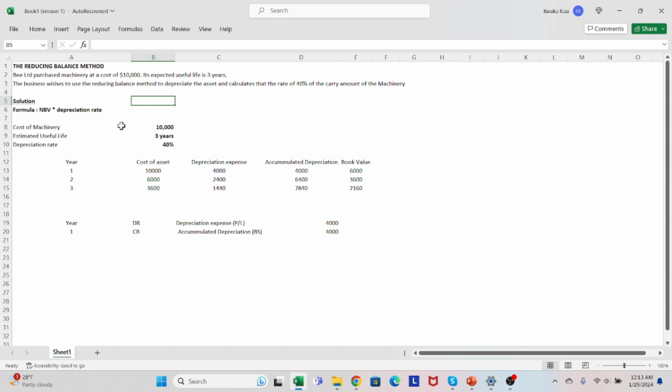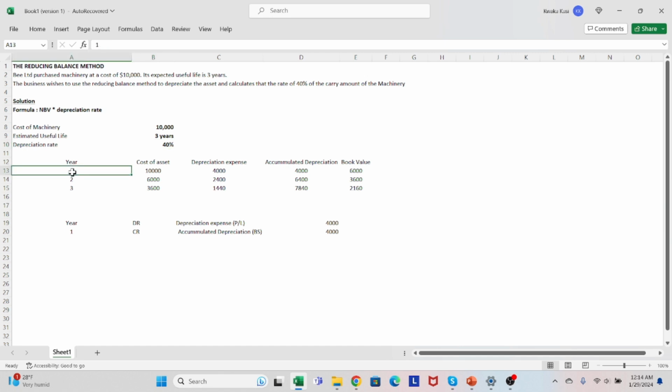So coming to the solution, we can see that the formula is net book value times the depreciation rate. So now let's put all the components together that will help us to calculate the reducing balance method. We have the cost of the machinery, which is 10,000, the estimated useful life, which is 3 years. We have the depreciation rate of 40%. Now let's go below and then see how the calculation is done.